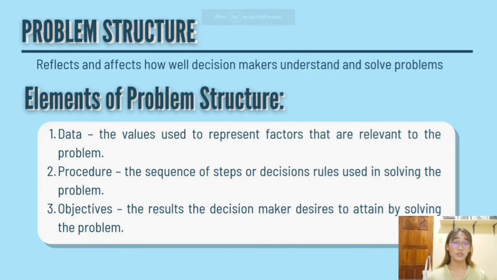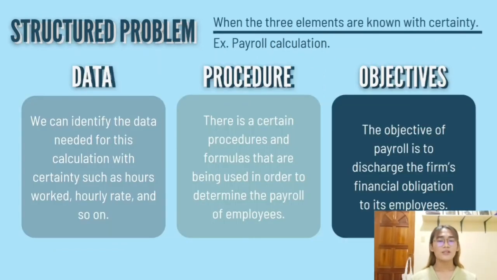Second is the procedure. These are the process or the sequence of steps that are to be made in order for us to solve the problem. And lastly, we have the objectives, which are the results or the goals that the decision maker desires to attain by solving the problem. So when all of those elements are present and known with certainty, we can say na yung problem is a structured one. So one example of a structured problem is a payroll calculation.